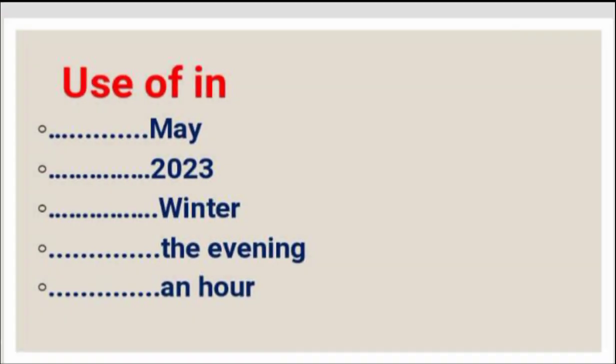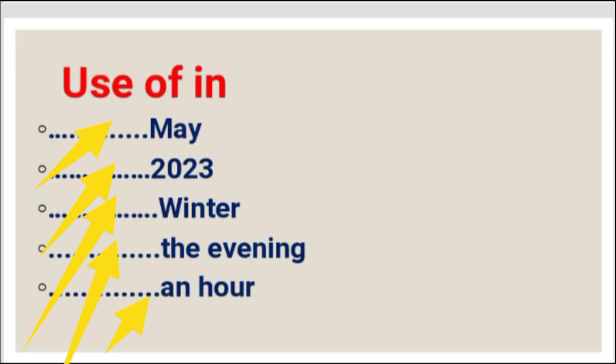Next, we can see how to use in. In is used for months, like in May, and also for years, like in 2023. In is also used for seasons, like in winter, and in the evening. The preposition in is also used in an hour. So we use in May, in 2020, in winter, in the evening, in an hour.